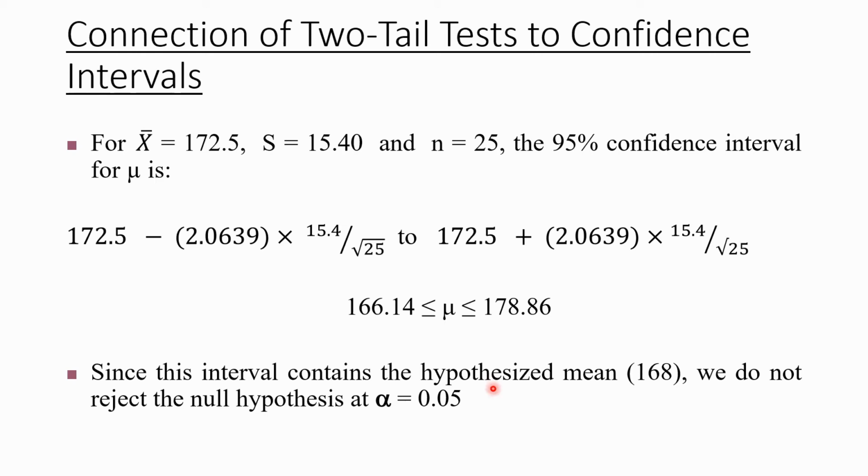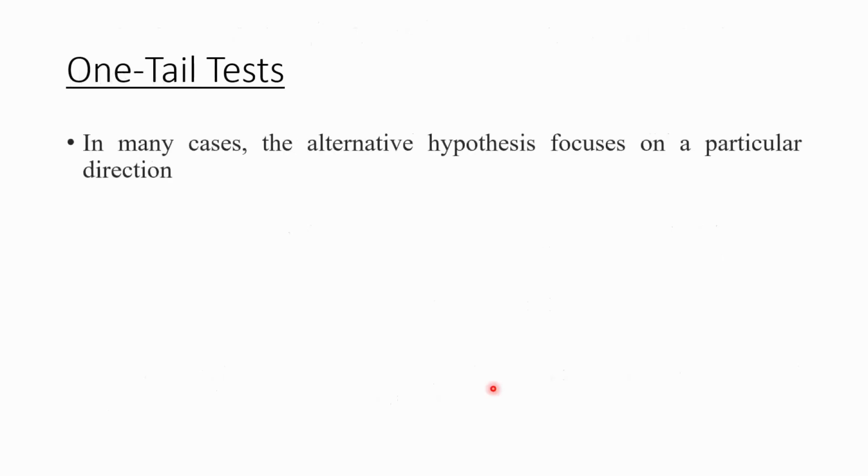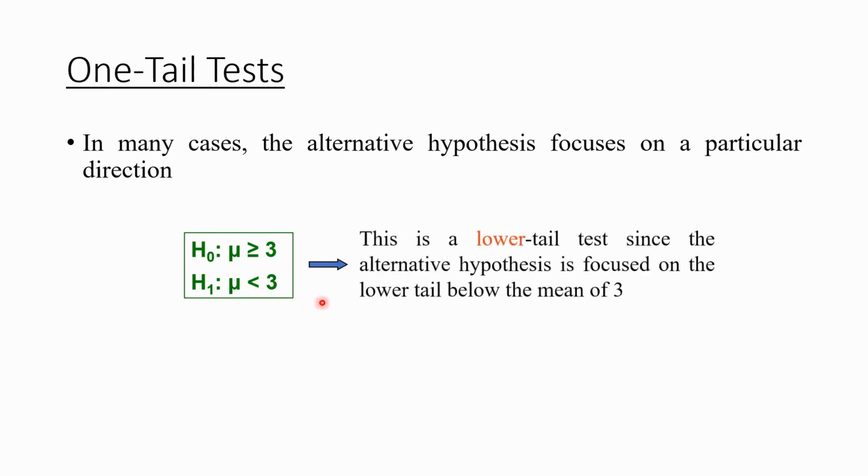So all this time we were talking about a two-tailed test. Now what does a one-tailed test look like? So what is this one-tailed test? If you're given your null hypothesis as mu is greater than or equal to 3 and your alternative hypothesis mu is less than 3, then this would be a lower tail test. When you look at this alternative hypothesis, you see that mu is less than 3, so it's towards the left hand side, which is the lower end. That is why it's a lower tail test.